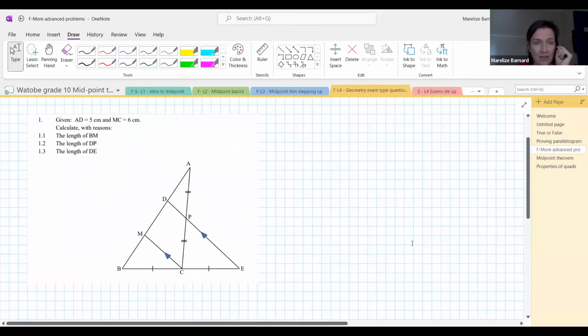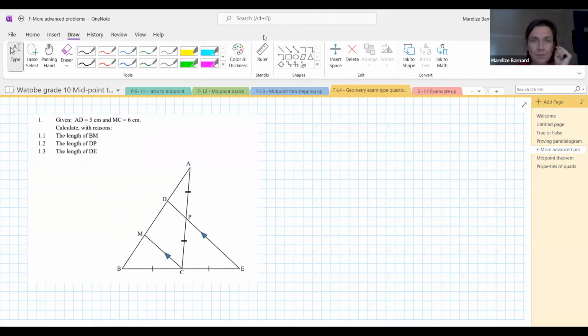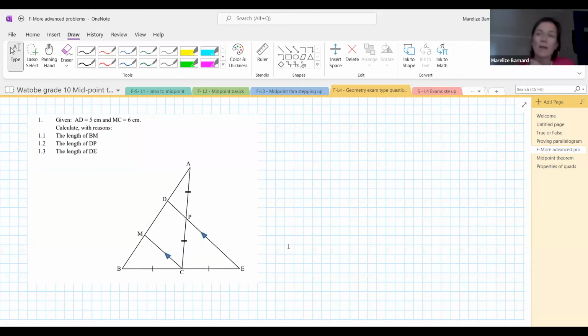Right, let's look at some midpoint theorem problems. And the other one is also for the parallelogram, that the diagonals bisect each other. That's also another way to prove.